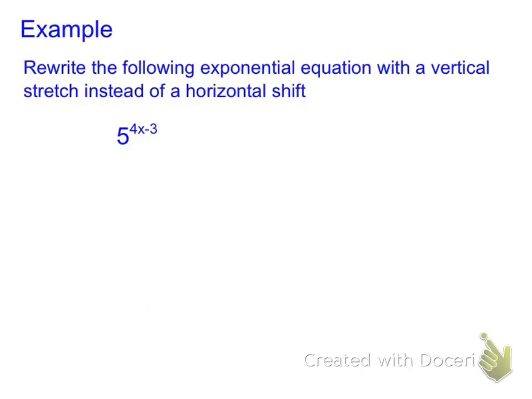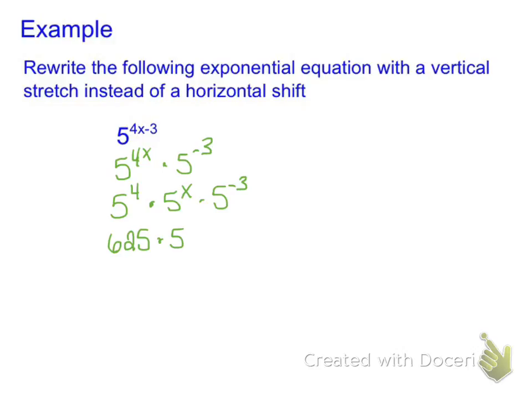Let's take a look at another example. Again, we're doing the same thing. This time we're separating with a base of 5 to the 4x, and then multiplying that by 5 to the negative 3 power. Again, we can simplify that even further. 5 to the 4th times 5 to the x times 5 to the negative 3rd power. Then I would just go ahead and simplify what 5 to the 4th is, which is 625, times 5 to the x times 5 to the negative 3rd.